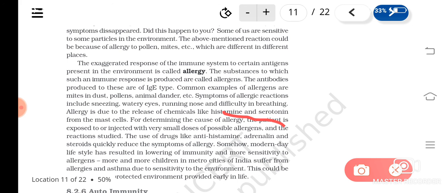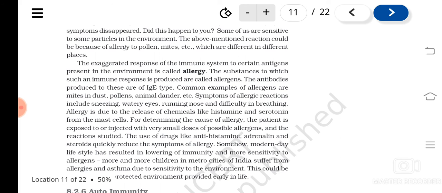Do you remember mast cells, where they are? In areolar connective tissue. You have studied mast cells, macrophages, fibroblasts, etc. These are in connective tissue, which one? Areolar connective tissue. In that, mast cells are there, and they produce histamines and serotonin. And this is the reason for the allergy to occur. Understood?